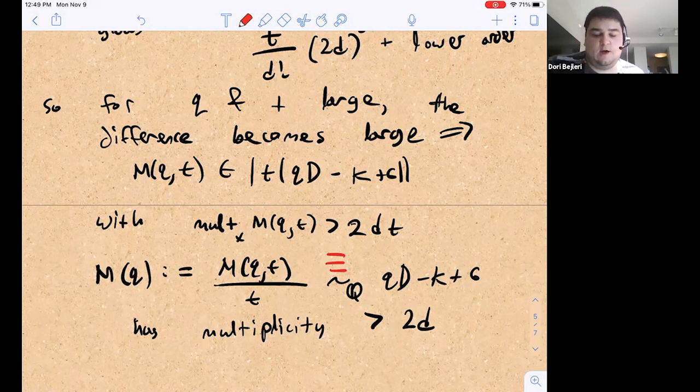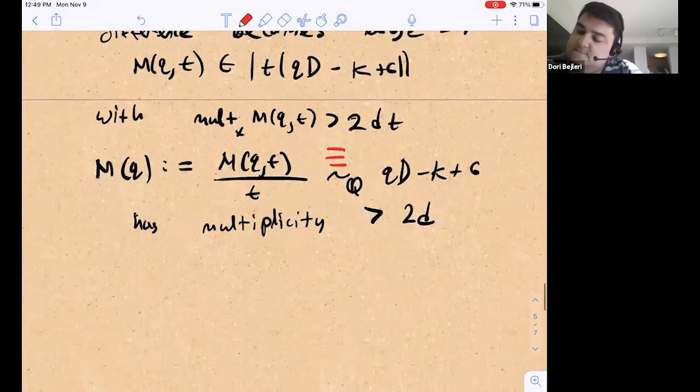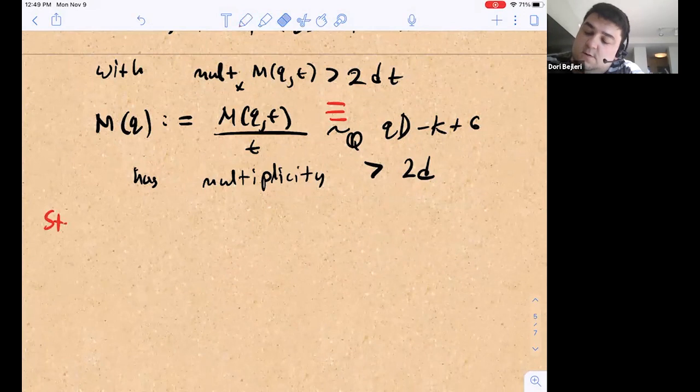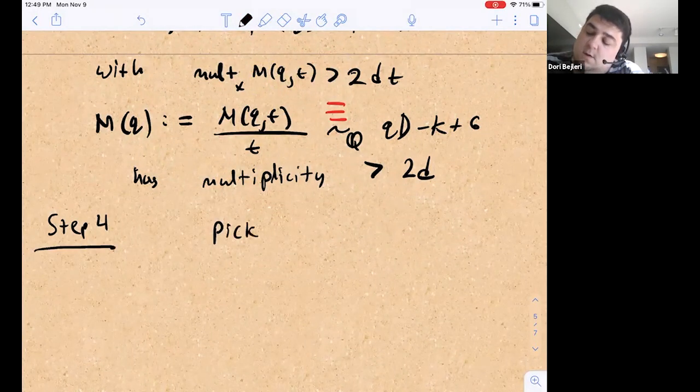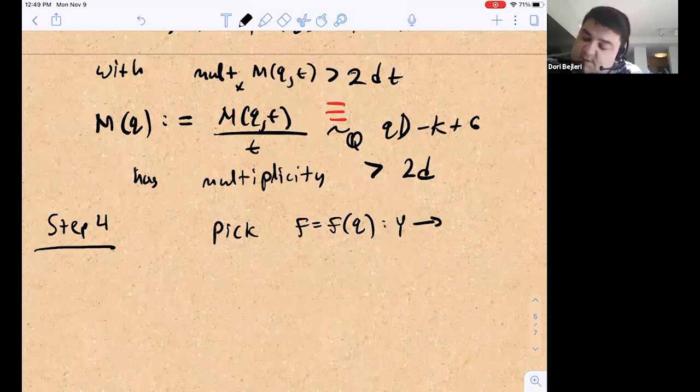Okay, and so now we're gonna pick a log resolution that factors through the blowup of this point, and we're gonna write everything in terms of this m and other stuff, and then use this multiplicity condition to bound the coefficients in one of our exceptionals. So step 4. Pick some log resolution. It'll depend on q because m depends on q, but we'll just suppress that dependence on q.